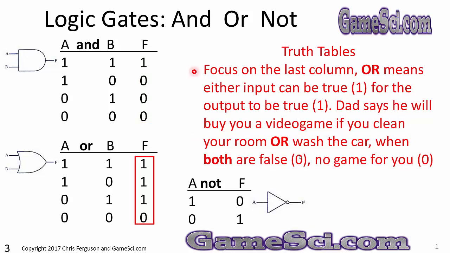Focusing on the last column, OR means either input can be true, or 1, for the output to be true, or 1. Dad says he'll buy you a video game if you clean your room or wash the car. When both are false, that's when you don't get the game. Dad's a little easier than Mom. All you have to do is one of the chores and you'll get your video game. But if you do neither, the output of the OR is 0 or false.